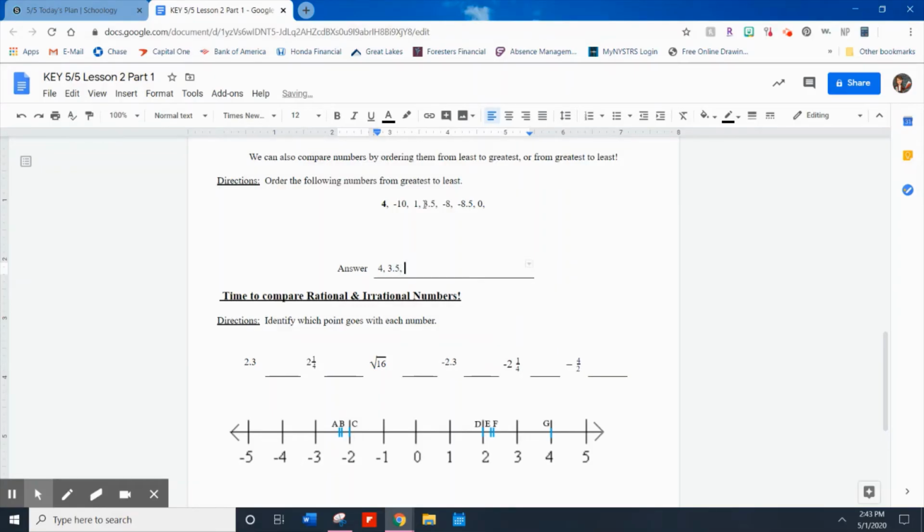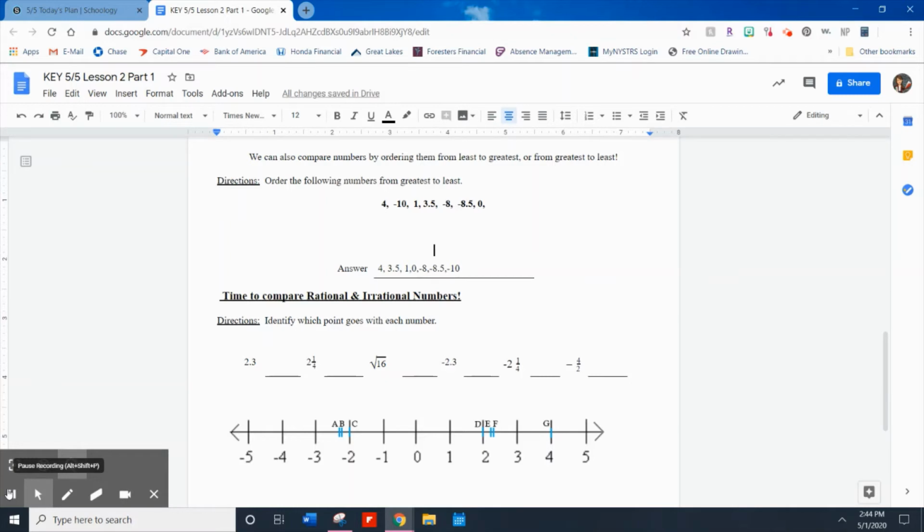All right, finish this on your own. Pause the video, finish it on your own, then play and check your work. All right, check your work with my work. Again, be careful with those negative numbers.